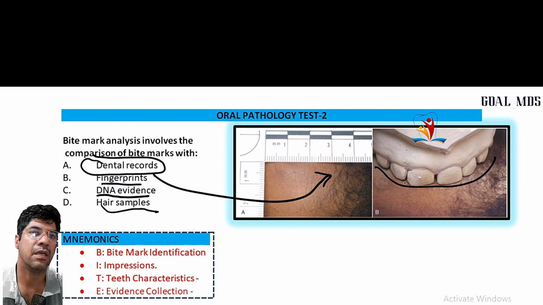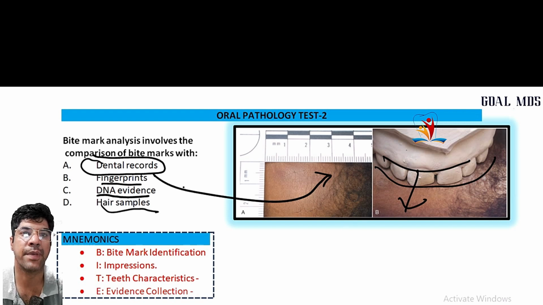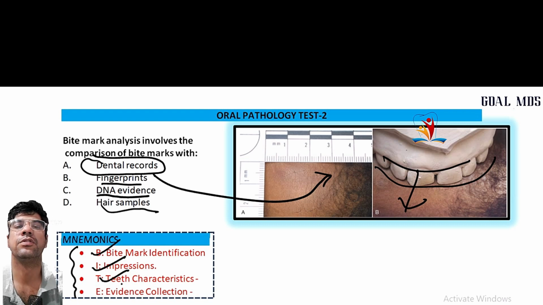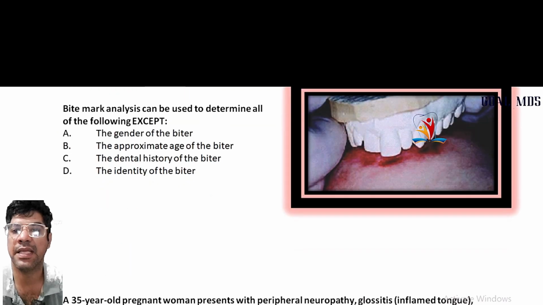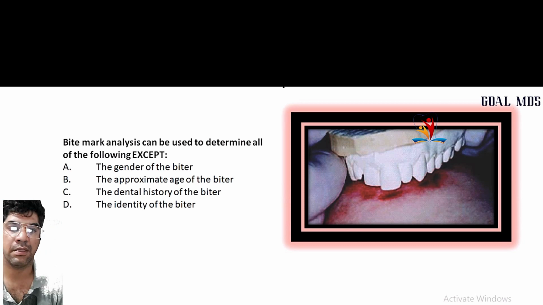So yes, the hair samples could be collected. So the bite mark analysis involves the comparison of bite marks with the dental records. This one is the mnemonic. Remember BITE: Bite mark identification, Impression, Teeth characteristics, and Evidence collection. That is for the bite mark.